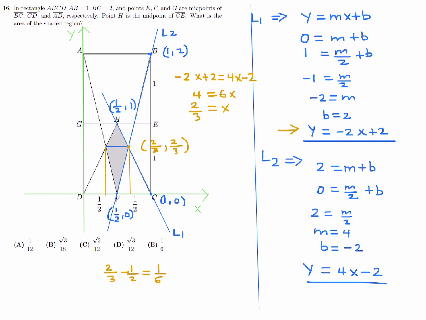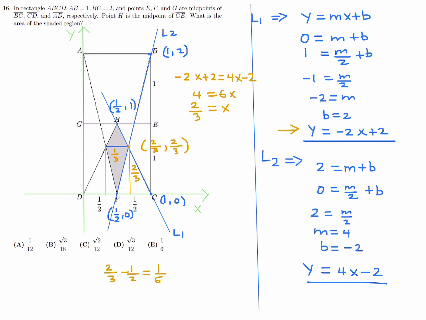You'll notice that since this is 1 over 6, this is also 1 over 6 from here to here. So from here to here is 2 times 1 over 6, which is 1 over 3. That distance from there to there. And then now we have to figure out the heights. Well, the height from here to here is the y-coordinate, 2 over 3. So that's 2 over 3.